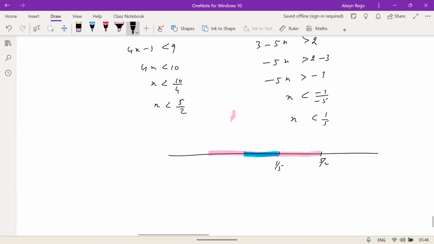Therefore, the only value that you can look for is that x must be less than 1 upon 5. Conclusion: if you choose the value of x which is less than 1 upon 5, you're readily satisfying the condition that it's less than 5 upon 2.